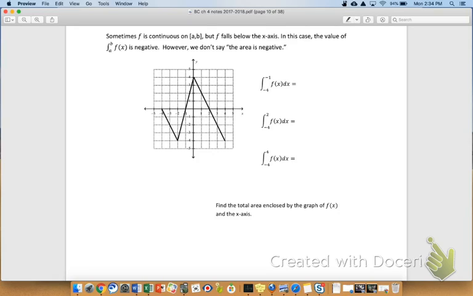Take that and see if you can run with that thought when we try to evaluate those three integrals on the right. And then if you want to think about the total area enclosed by f of x and the x-axis, you're welcome to do that as well. So take a minute. Again, we're just going to work independently or with a friend, see if you can do these.